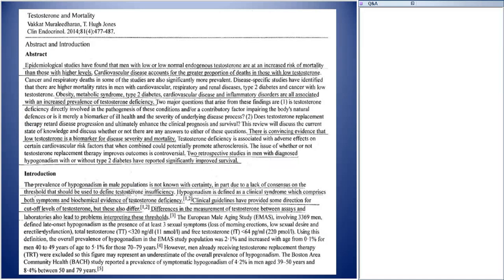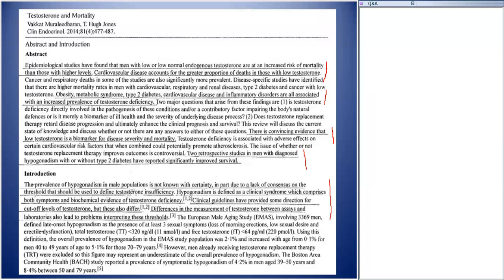Epidemiologic studies have found that men with low testosterone are at an increased risk of mortality than those men with higher levels. When I asked the cardiologists about that, they have no comment. Cardiovascular disease accounts for the greater proportion of deaths in those with low testosterone, and it is due to an increased risk of obesity, metabolic syndrome, diabetes, and inflammatory disorders that are all increased with testosterone deficiency. There's convincing evidence that low testosterone is a biomarker for disease severity and mortality. 2 retrospective studies of men diagnosed with hypogonadism with or without type 2 diabetes have reported significantly improved survival. And why is it that you don't want your patient to have improved survival? Why do you think that they don't qualify for improved survival?